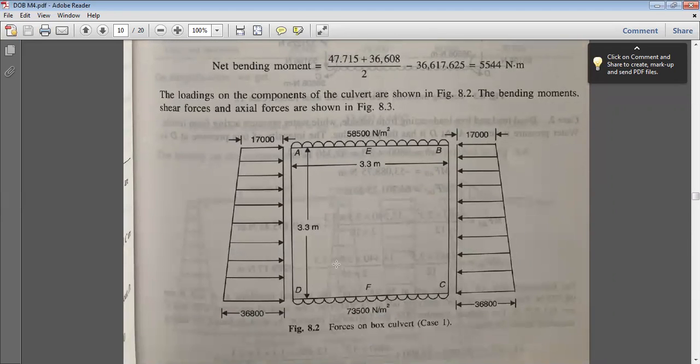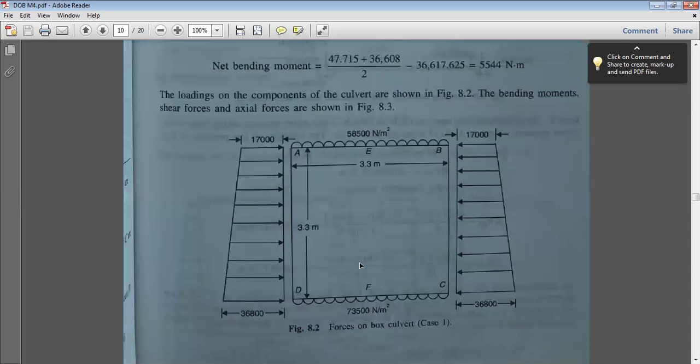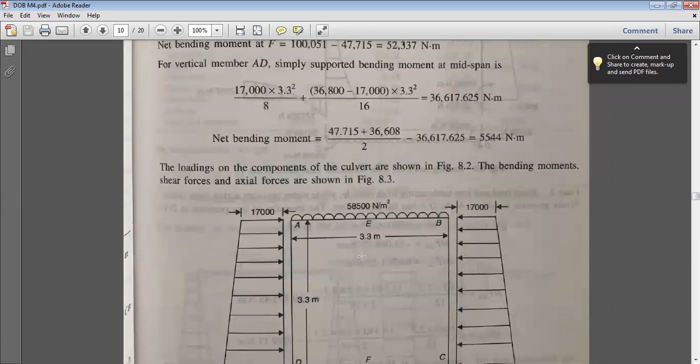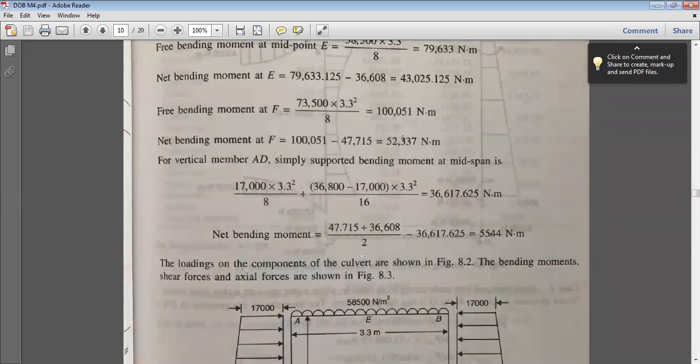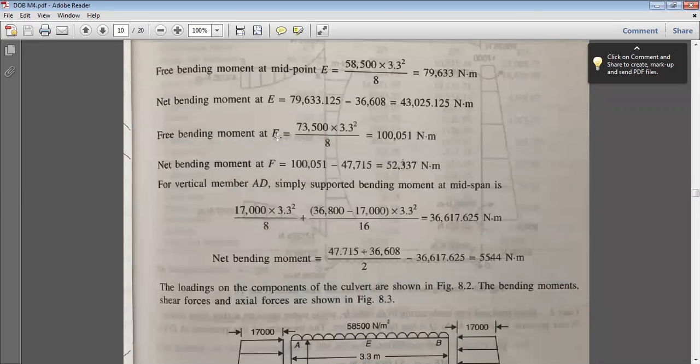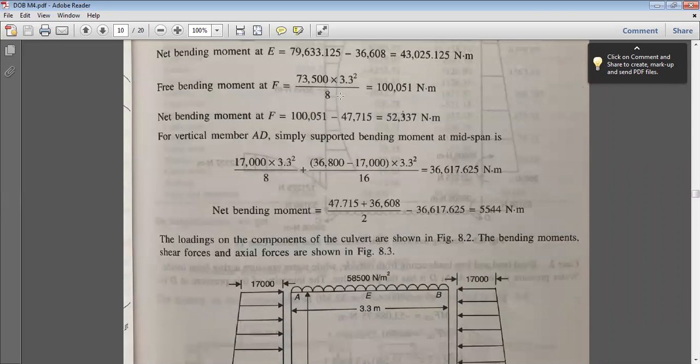Now free bending moment at F at this central point. So I am calculating free bending moment to provide the reinforcements. Okay. So free bending moment at F is WL square by 8. Out of that, deduct the end moment 47,715 at D. So you will get free bending moment.